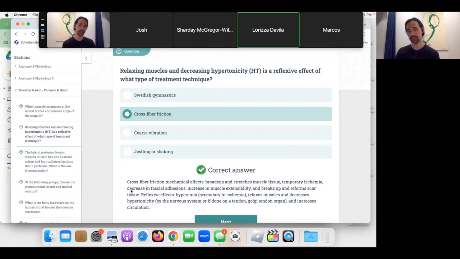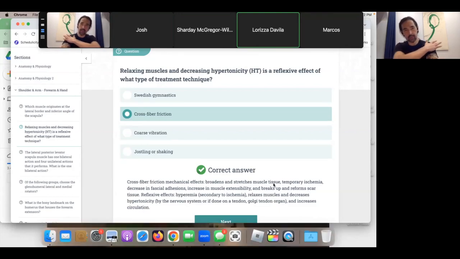Yeah. And also it immediately starts to decrease fascial adhesions and increases muscle extensibility, the lengthening capacity of the muscles, and breaks up and reforms scar tissue. The reflexive effects of cross-fiber friction include hyperemia, right? Hyper meaning a proliferation of blood flow. So you use cross-fiber and you push the blood out, or you occlude or decrease the blood. And then when you let go and stop the technique, because of the cross-fiber action, blood flow starts to proliferate. Hyperemia takes place afterwards. And relaxing muscle tissues and decreasing hypertonicity.